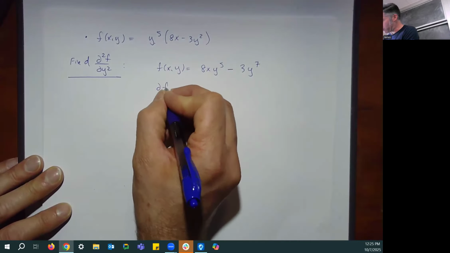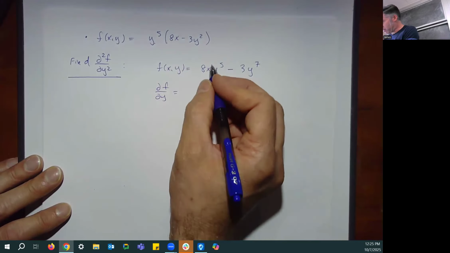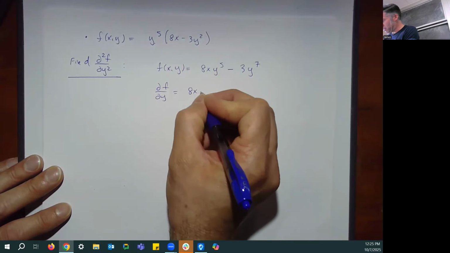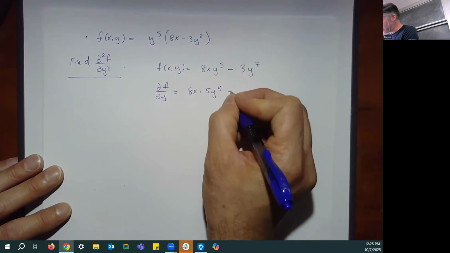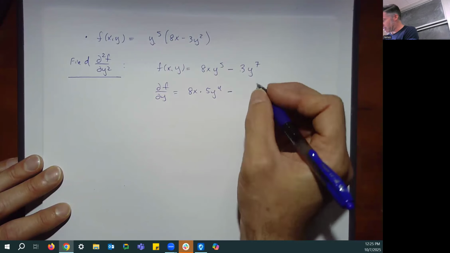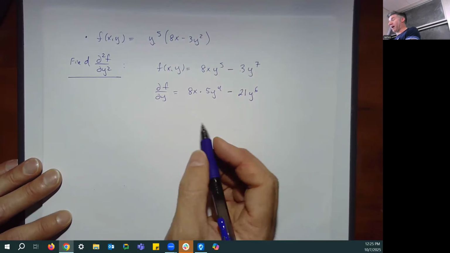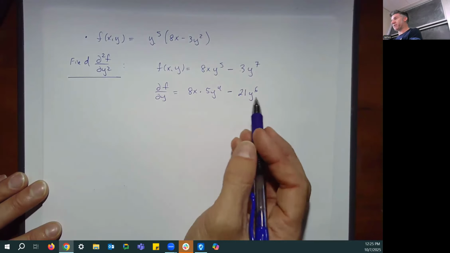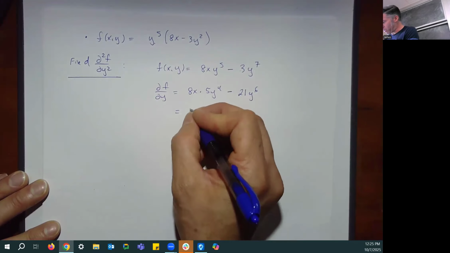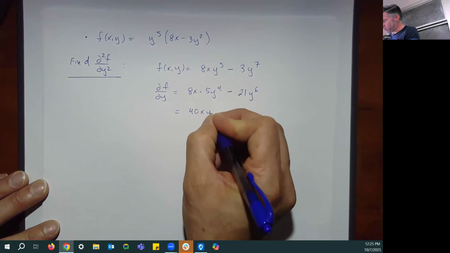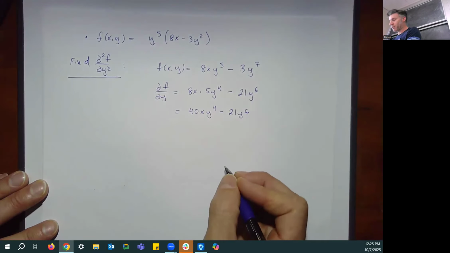My first partial derivative, del f del y, is going to be, this 8x is going to hang out, the derivative of y to the fifth is 5y to the fourth, minus the derivative of 3y to the seventh, which is 21y to the sixth. And I definitely should do myself the favor of simplifying this a little bit before I go on. 8 times 5 is 40. I have 40xy to the fourth minus 21y to the sixth.